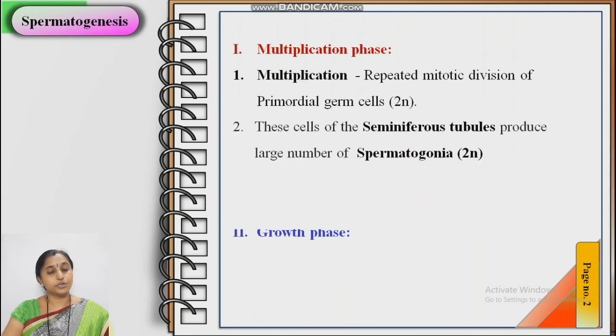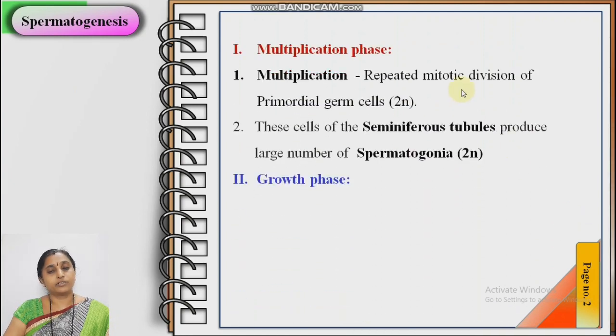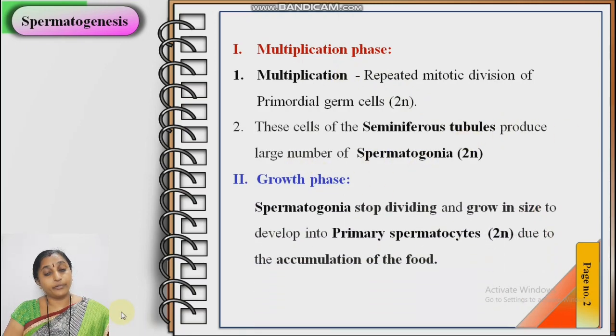Multiplication phase. Repeated mitotic division of primordial germ cells. These cells are present in the seminiferous tubules and produce a large number of spermatogonia, which are diploid. Spermatogonia stop dividing and grow in size to develop into primary spermatocytes due to the accumulation of food. So that is known as the growth phase.